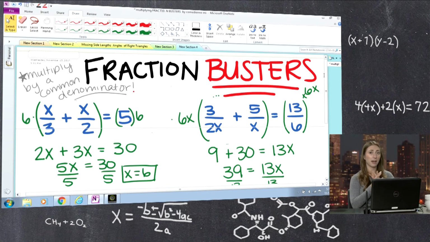They don't need to be as complicated as they look, just by multiplying the entire equation by a common denominator. Hopefully that helps.